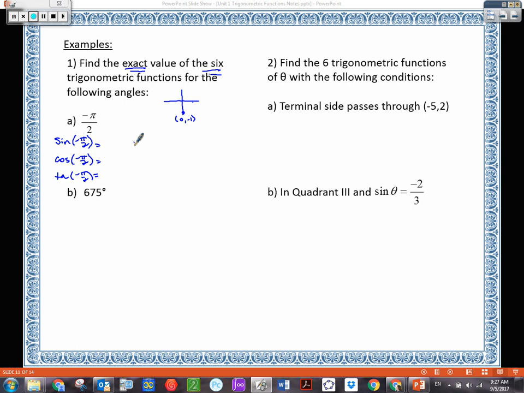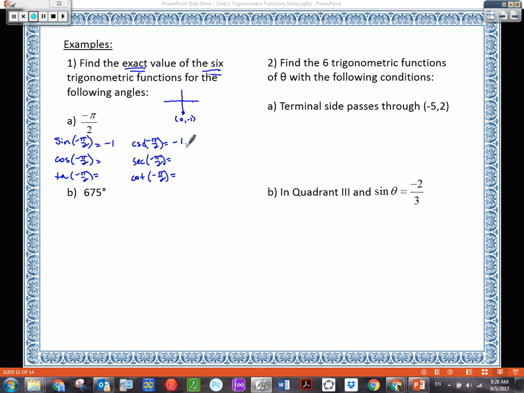So across from sine, I would write cosecant. Across from cosine, I would write secant. And across from tangent, I would write cotangent, just to make my work a little easier. So we know that sine is the y value, right? So sine, here's the y value, so that's a -1. So if I flip -1 upside down, I'm still going to get -1. So sine and cosecant happen to have the same value there.